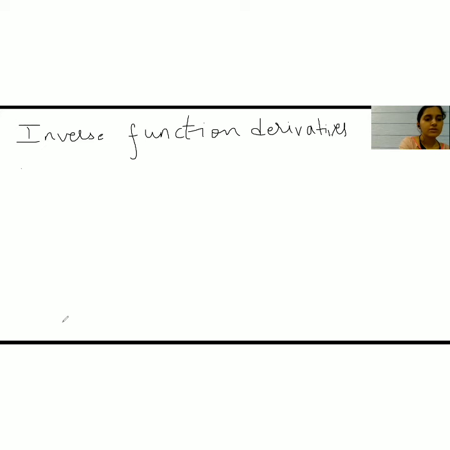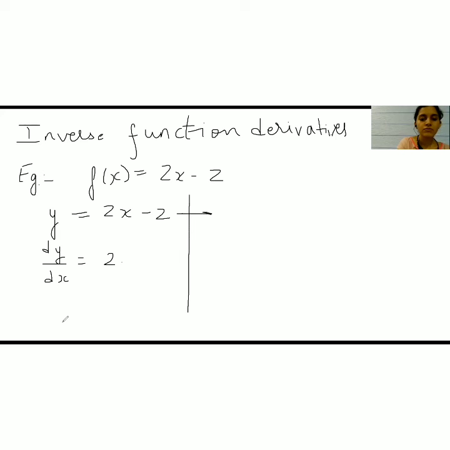Let us take an example: if we have f of x equal to 2x minus 2, I'll call this function y. So y is equal to 2x minus 2. Normally we do dy by dx, differentiate with respect to x, so we get 2. Now, I'll write the inverse of this function. What is the inverse? We will express x in terms of y. So that will be (y plus 2) upon 2 is equal to x. This is called the inverse function of y.